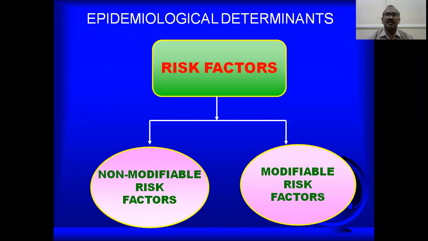Epidemiological determinants. Epidemiological determinants in a non-communicable disease are basically the risk factors. The risk factors for coronary heart disease are non-modifiable risk factors, immutable risk factors, which cannot be changed, and modifiable risk factors, which are subject to change and intervention, or which can be reduced or lessened.